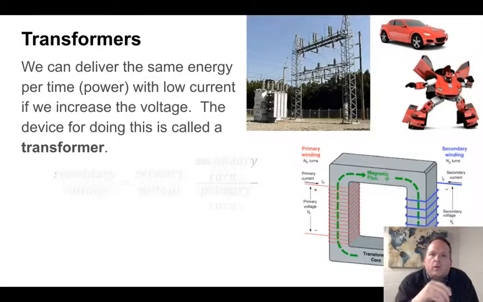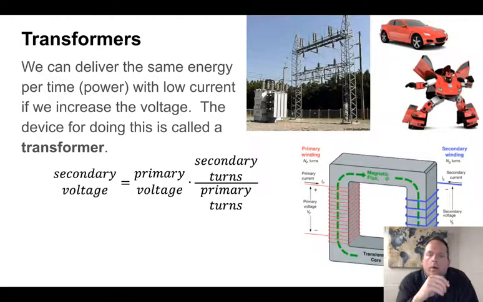But you can change voltages related to the number of coils that you have on each side. It turns out that if you want to increase the voltage on the secondary side, you have to put more turns of wire over there. More turns of wire means that when a magnetic field is set up on that secondary side, you will get a bigger energy difference, or a bigger voltage, out of it. If you want to step down the voltage, you put fewer turns on the secondary side than are on the primary side.